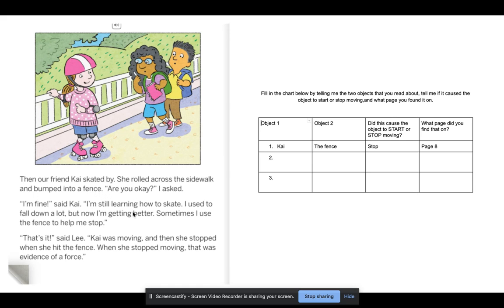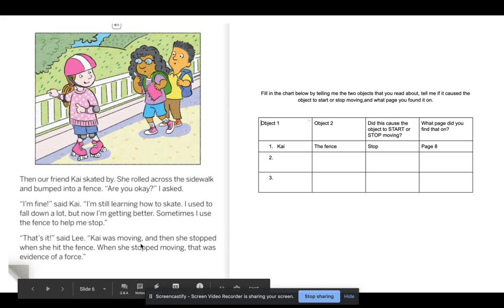"Are you okay?" I asked. "I'm fine," said Kai. "I'm still learning how to skate. I used to fall down a lot, but now I'm getting better. Sometimes I use the fence to help me stop." That's it. Suddenly, Kai was moving, and then she stopped when she hit a fence. When she stopped moving, that was evidence of a force.